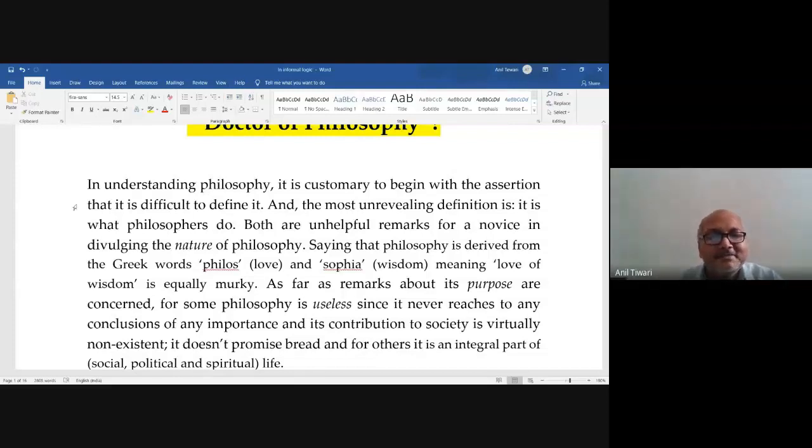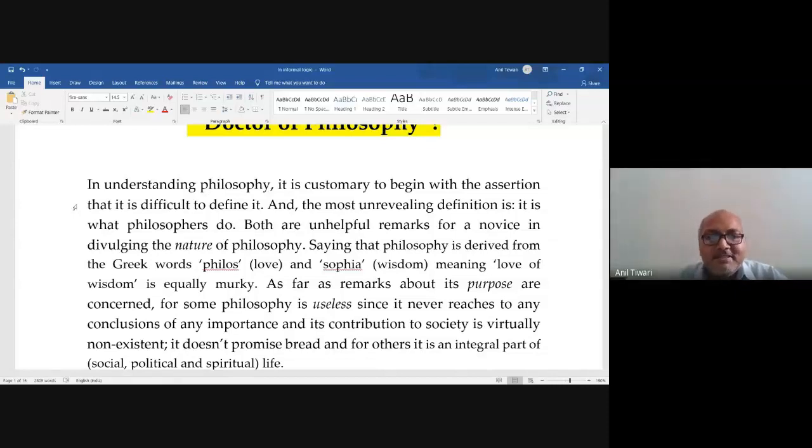And this thing you find, in fact, most of the time in your own discipline, right? The moment you ask what is sociology, what is physics, what is biology, largely in basic sciences, you at least have a working definition. In philosophy, even that is not there. So it is customary to begin with the assertion that it is difficult to define it. And the most unrevealing definition is that it is what philosophers do. Philosophy is what philosophers do. Does it tell anything? Maybe yes, maybe no.